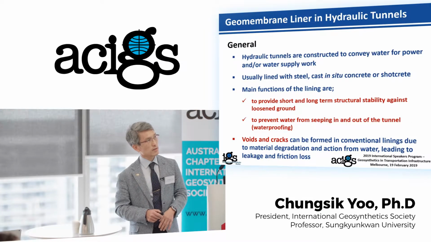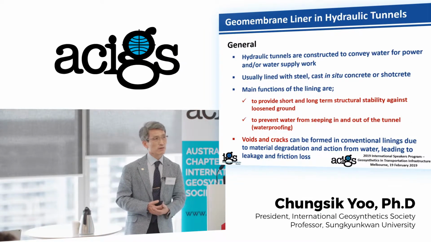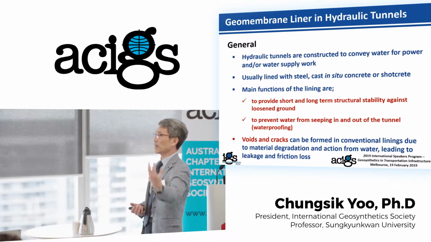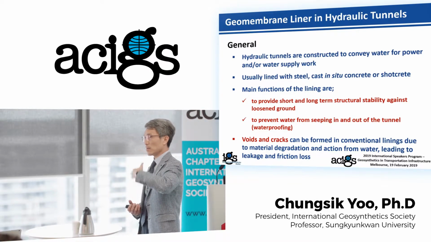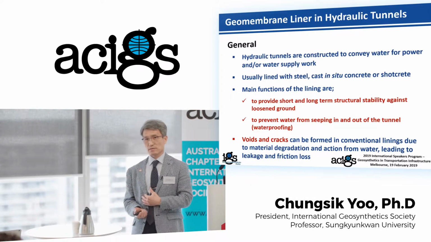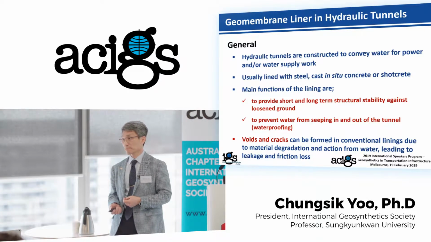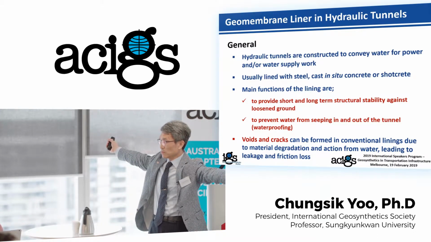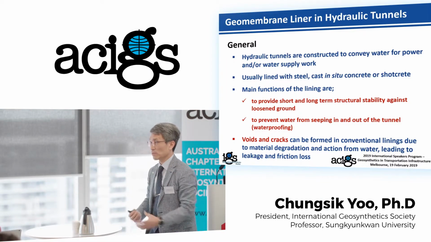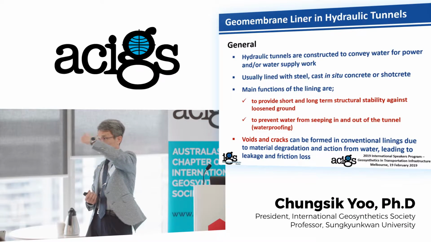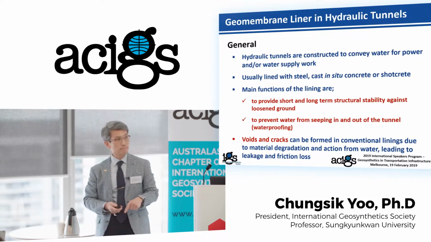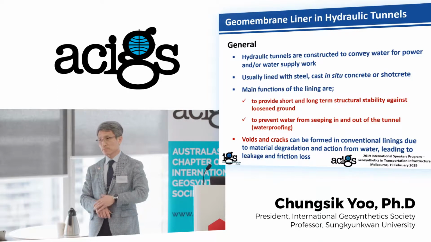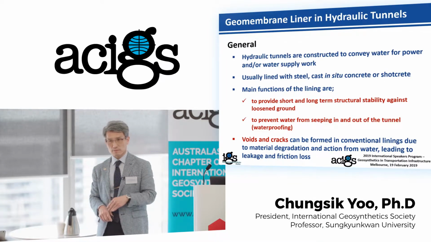So here, the general concept: hydraulic tunnels are constructed to convey water. Initially, the tunnel has to be lined with steel or concrete. But as time goes by, the steel and concrete deteriorate, and you have cracks and so on. If cracks happen, then water will leak from tunnel to ground, or from ground to tunnel, depending upon the hydraulic gradient. So you have to seal it using geomembrane. If you use geomembranes, the voids and cracks can be treated very easily.